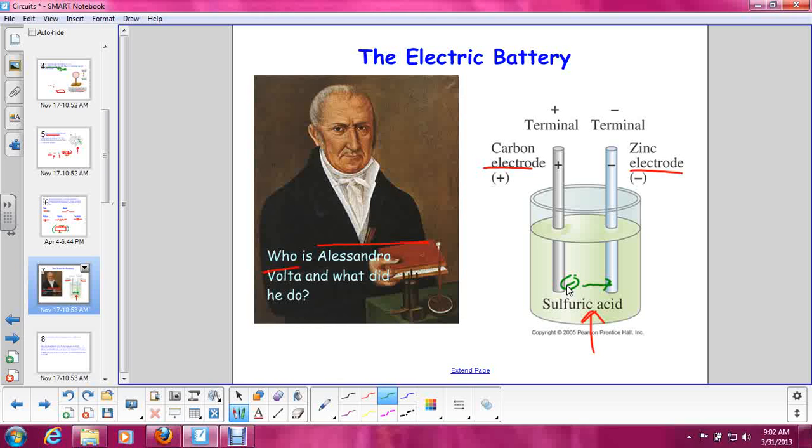Zinc really likes to get these electrons, and carbon likes to give them away. That's why the carbon side ends up with an overall positive charge. It got rid of some of its electrons. And the zinc ends up with an overall negative charge. Because one of these is positive and one is negative, there is a potential difference between them.